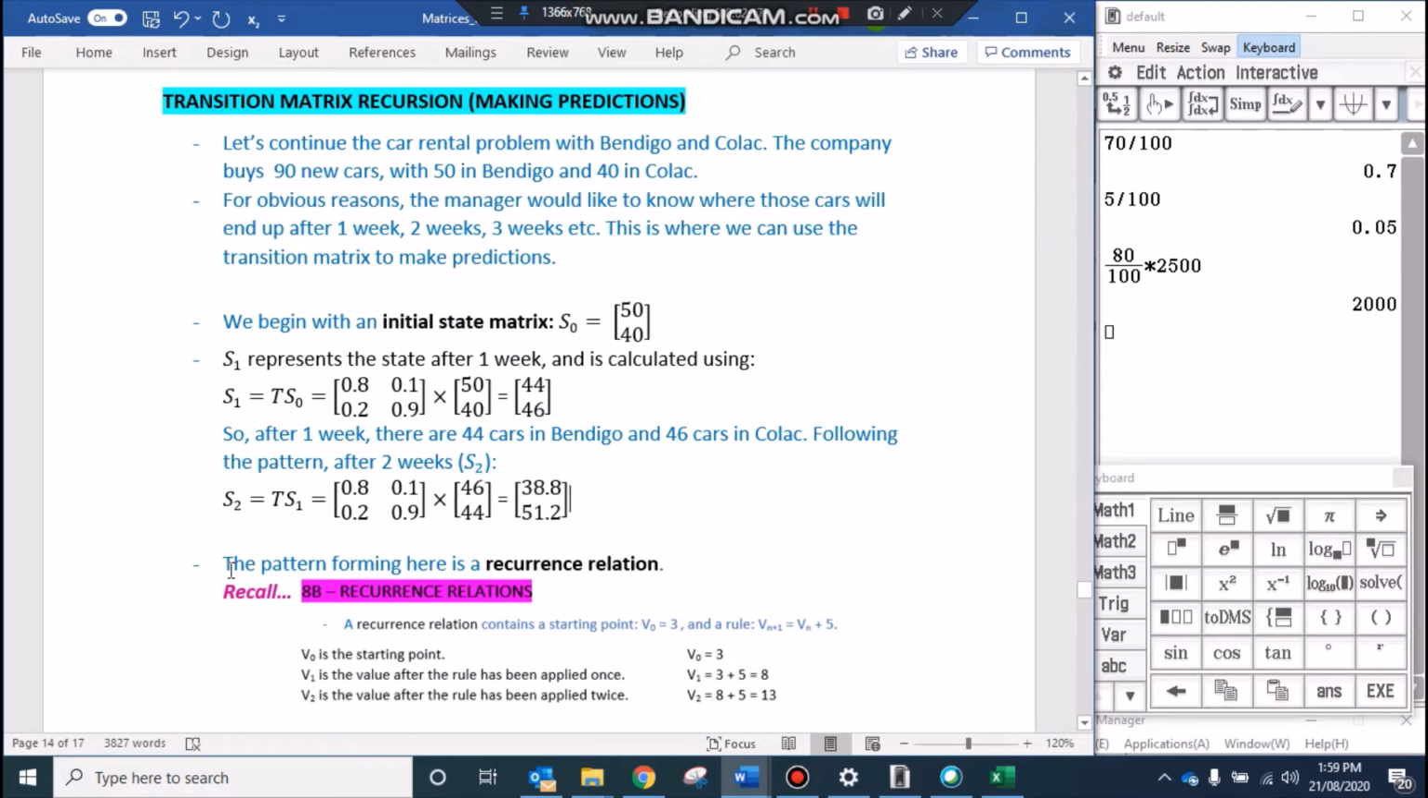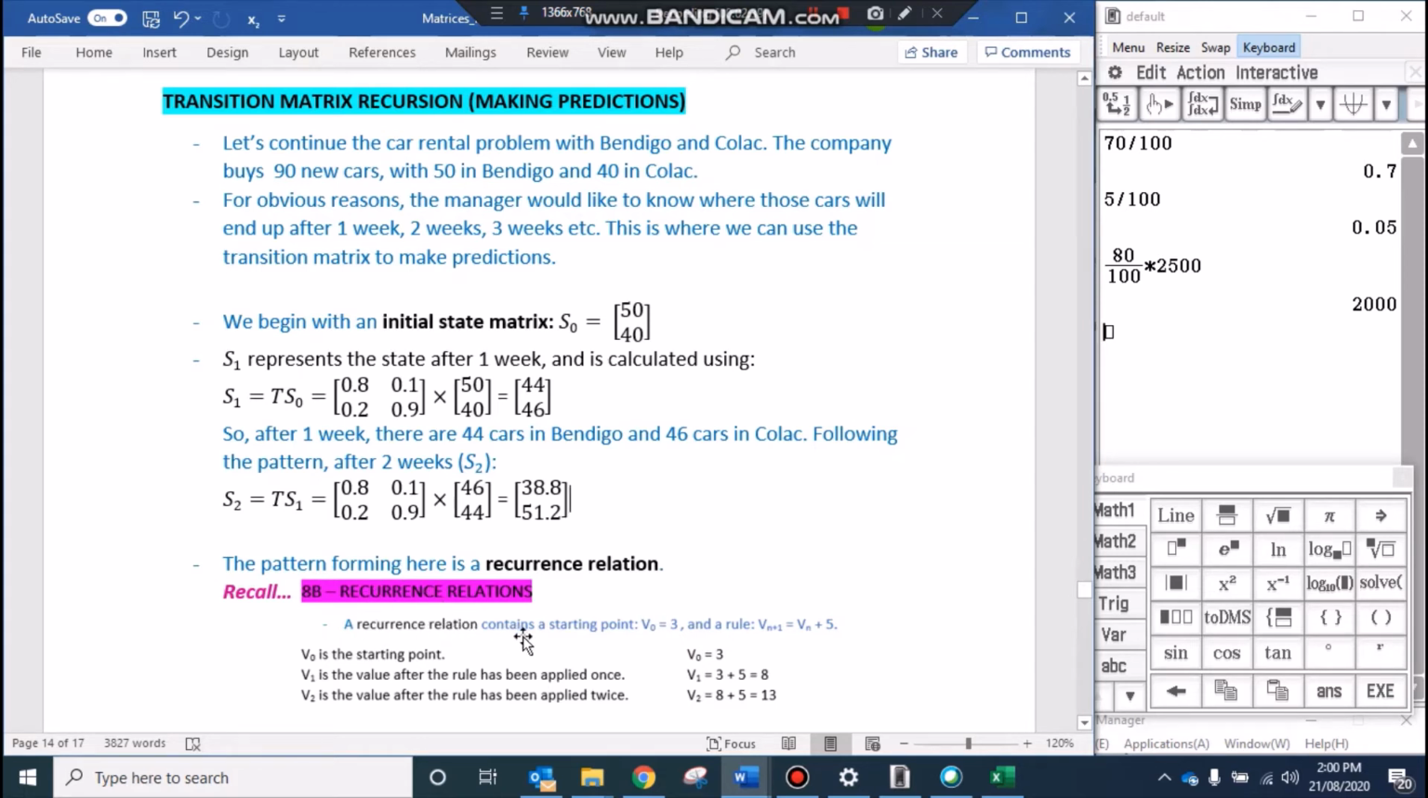What you might notice here, that say if we wanted to find S3, we would do S3 is equal to T multiplied by S2. And that's the pattern that's happening. So you might remember from financial maths that what's happening here is a recurrence relation. And we're going to think back to chapter 8b.